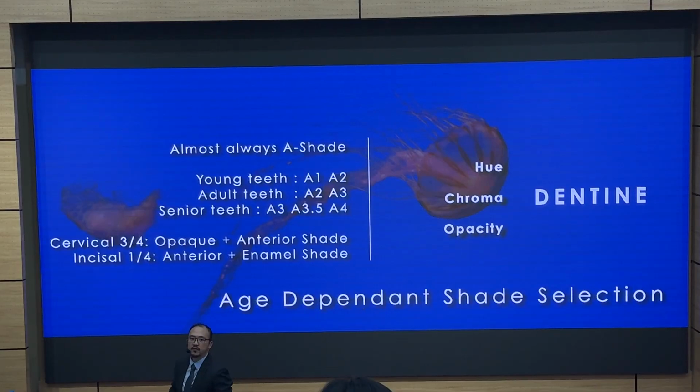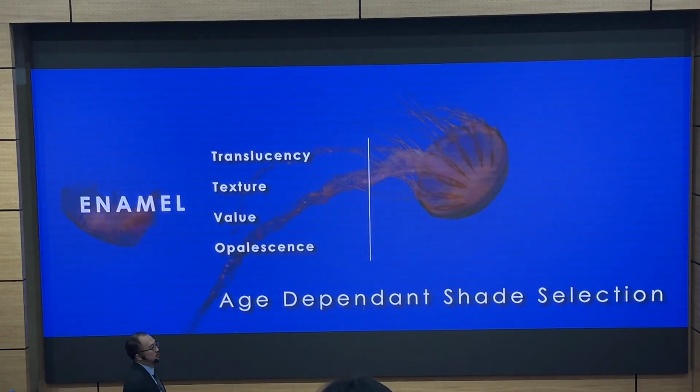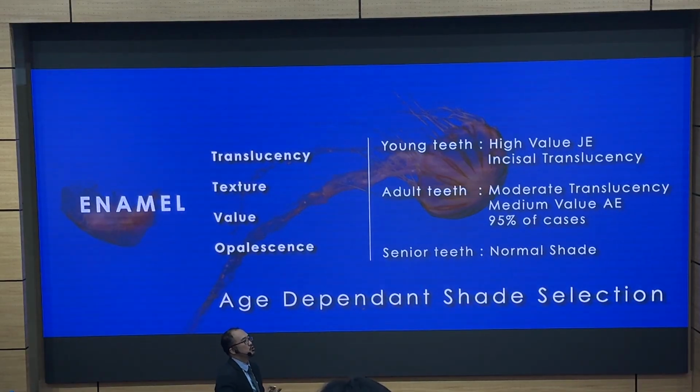For older teeth, they are more demineralized, therefore they are a lot more chromatic as you go. Okay? As for enamel, the younger the teeth, the brighter the teeth, the higher the value. So you choose the shades accordingly, right?